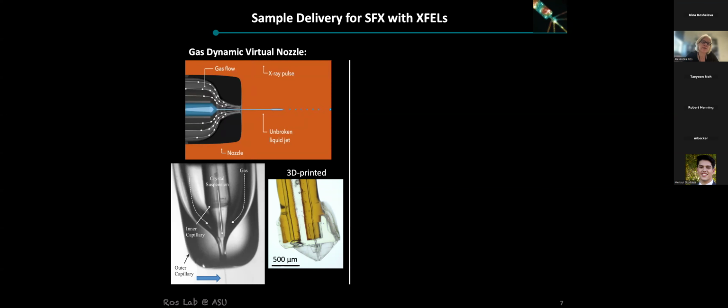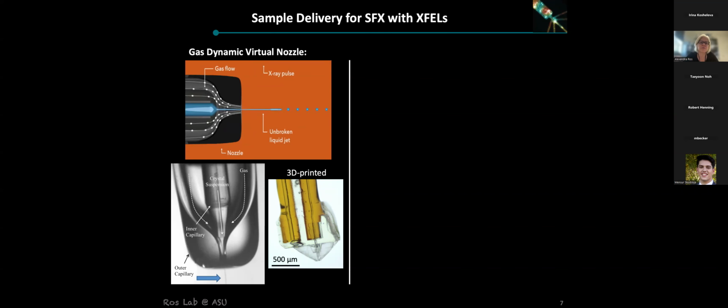The first realizations of these gas dynamic virtual nozzles were quite cumbersome and tedious to make. They were actually made out of a capillary that had to be mounted in another capillary, ground and pulled, and it was quite time-consuming work to do this and required people that were specially trained to do that.